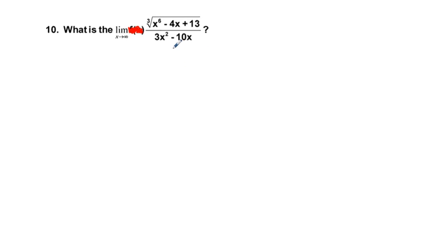And what we're going to have here is, in the limit as x approaches infinity, that's going to be what's called a horizontal asymptote, which I abbreviate HA. So what we have to look at is the biggest terms. So what we have is the cube root of x to the sixth power over 3x squared.